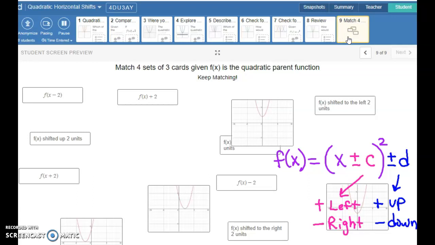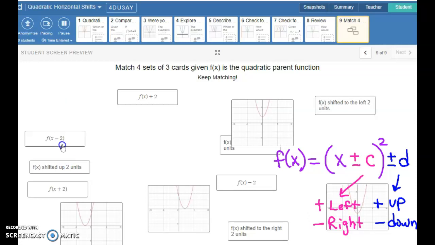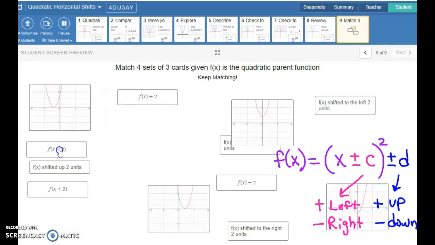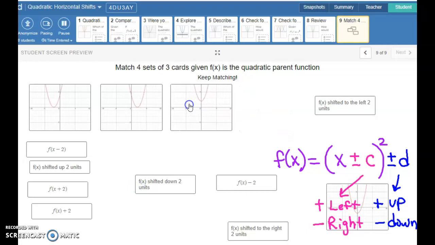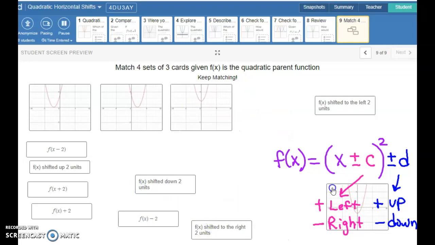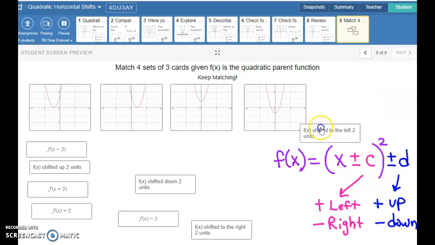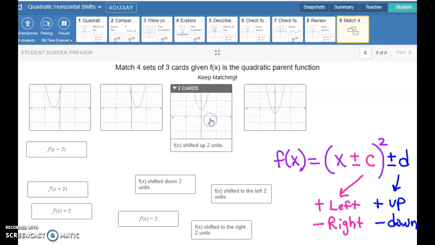And then the last one. Okay, so I have some graphs, I have some equations. Let's see. I'm going to move everything away. So I have 4 graphs. Here's my other graph. Okay, so this one moved up 2. So I'm going to look for the one that moves up 2, and I'm going to put it with that one. Then I'm going to put the equation that matches it.